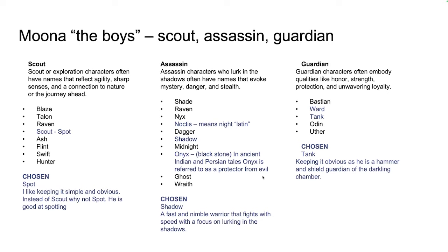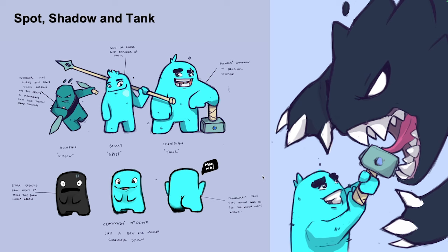So I just gave a brief explanation about the 3 roles and how I thought about these 3 characters and the different names. Just to give you a quick visual of what they look like, I'll come back to this one so you have a better idea. So here we have Spot, Shadow, and Tank, which are the names that I eventually went with, but I'll go quickly back just to show you. But just to give you a little bit of background to who they are and what they're able to do.